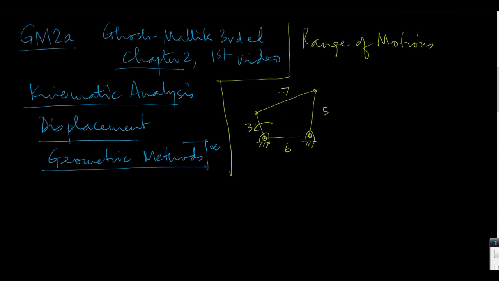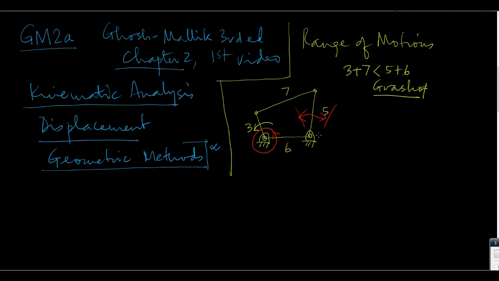Is this a Grashof linkage? Smallest plus largest is 3 plus 7. This is less than 5 plus 6, so this is a Grashof linkage. What does this mean? This means that this one can make a complete revolution. This will rock. So it will have a range of motions, and I am interested in finding that range of motions of this link whose length is 5.